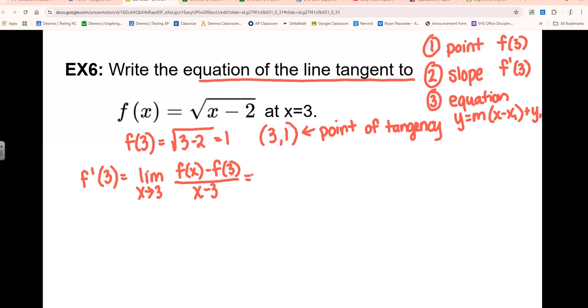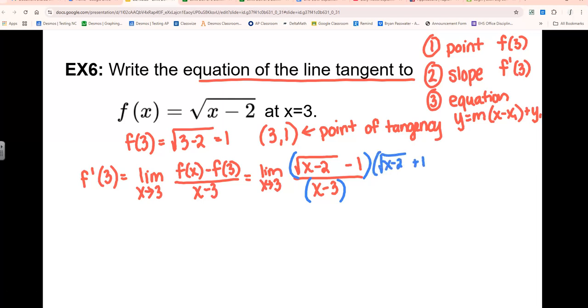And so if I do that, I'm going to have the limit as x approaches 3 of the square root of x minus 2. Good news is I already found f of 3. What was it? 1. So minus 1 over x minus 3. How am I going to solve this limit? Multiply by the conjugate. So I'm going to multiply top and bottom by the square root of x minus 2 plus 1.